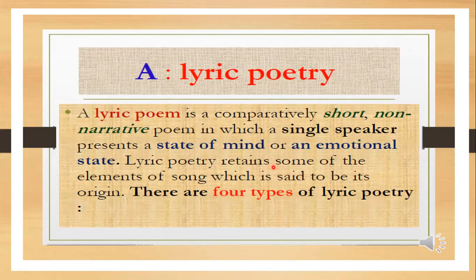And again, let us examine the definition. So a lyric poem is a comparatively short, non-narrative poem in which we have a single speaker, one speaker inside, and this one speaker represents what? A state of mind or an emotional state. There are four types of lyric poetry. What are they? Let us see them one by one.